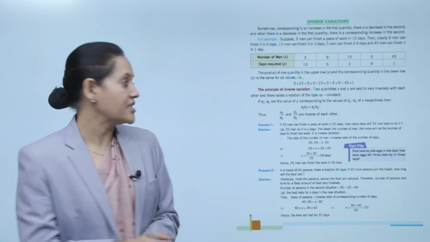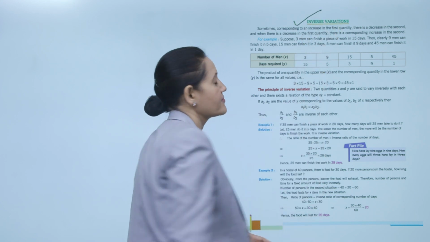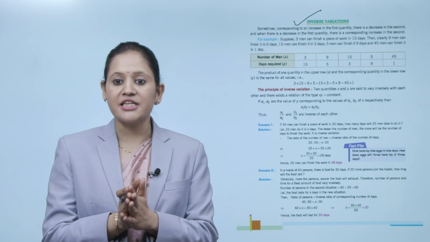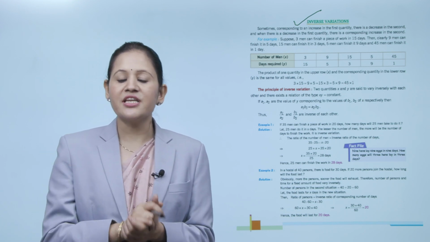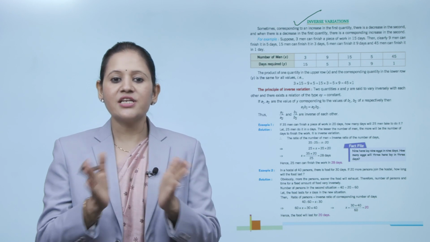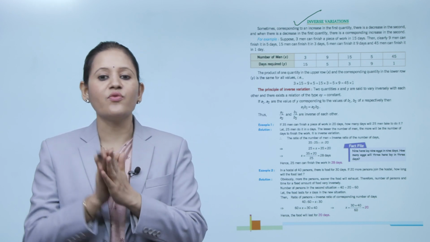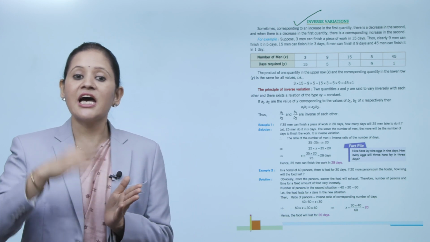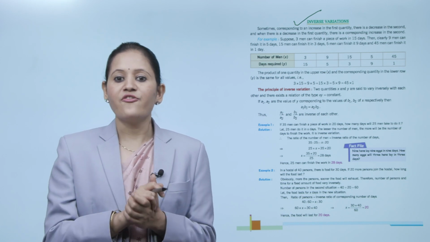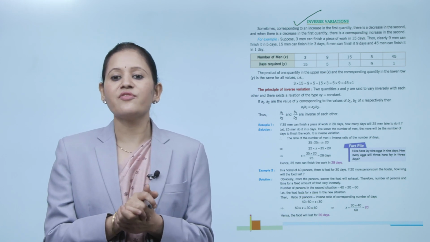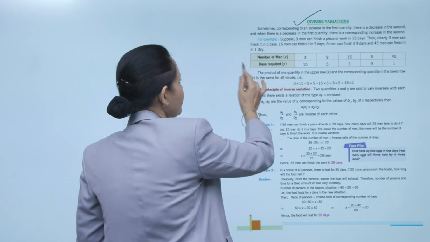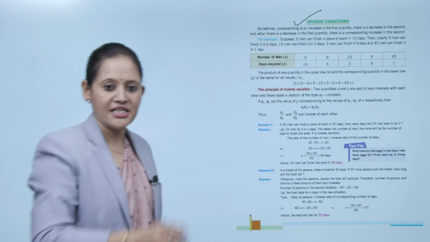Next is inverse variation. Sometimes corresponding to an increase in the first quantity, there is a decrease in the second, and when there is a decrease in the first quantity, there is a corresponding increase in the second. For example, suppose 3 men can finish a piece of work in 15 days, then clearly 9 men can finish it in 5 days, 15 can finish in 3 days, 5 men can finish in 9 days, and 45 men can finish it in 1 day. So as the number of men increases, the number of days decreases.